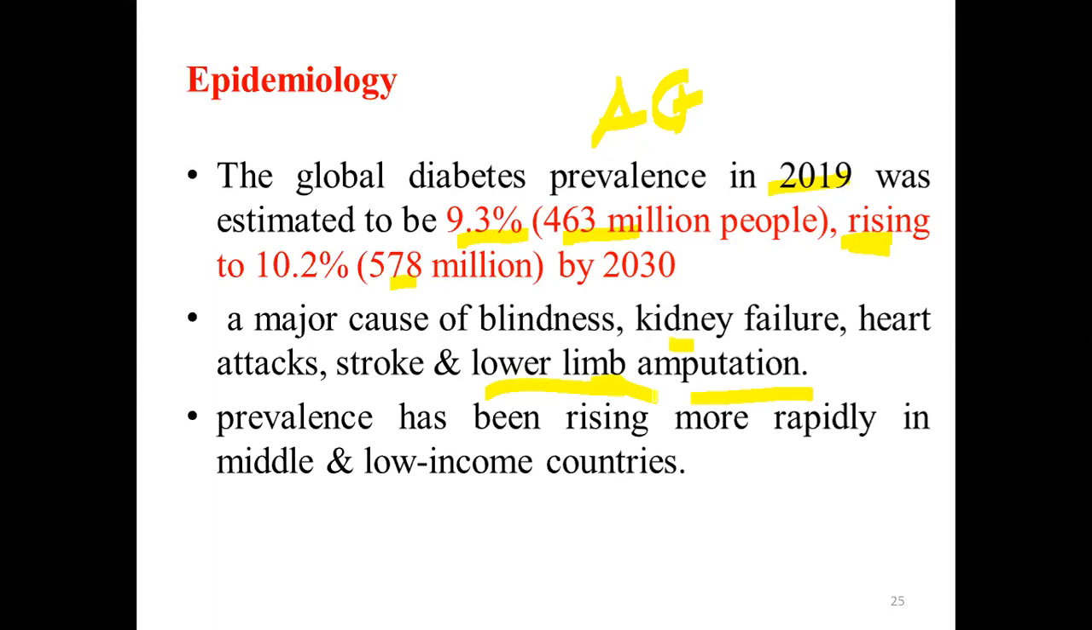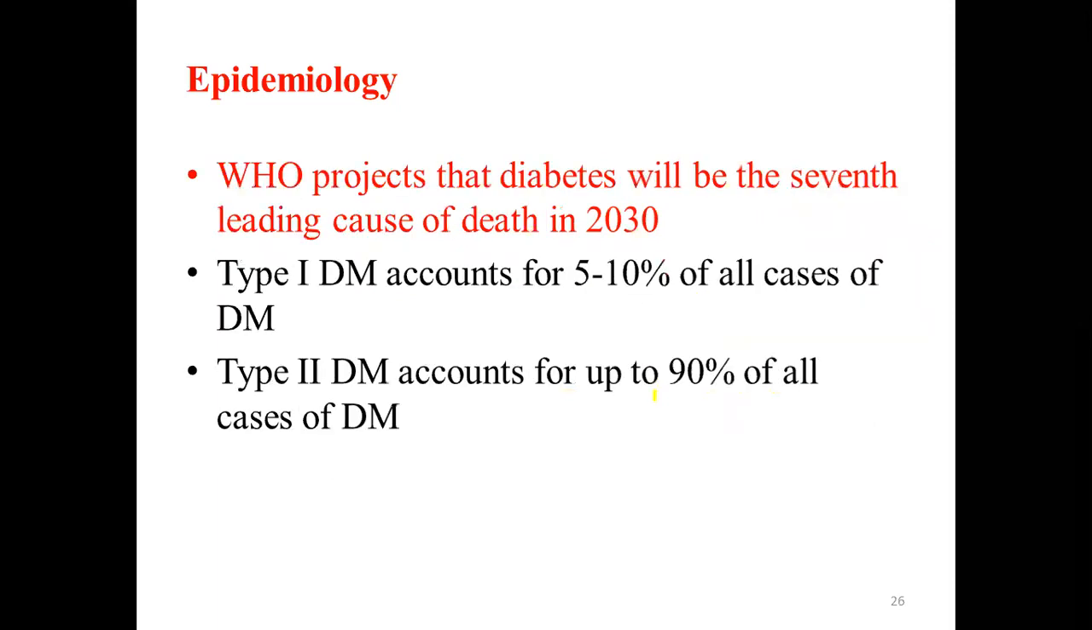Okay, then the prevalence has been rising more rapidly in middle and low income countries. Initially it was a disease of developed countries, but nowadays, because of sedentary lifestyle as well as obesity, this is also a problem in developing countries, specifically in Africa and sub-Saharan Africa. Then according to WHO estimation, DM will be the seventh leading cause of death in 2030.